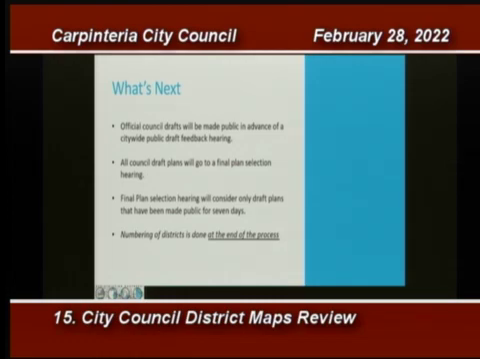So again, it has to be posted 7 days prior. And if there are any major changes made to that plan during a hearing, then you'd have to have an additional hearing so that we could post that map a week in advance so that the public can look at that plan and evaluate it.